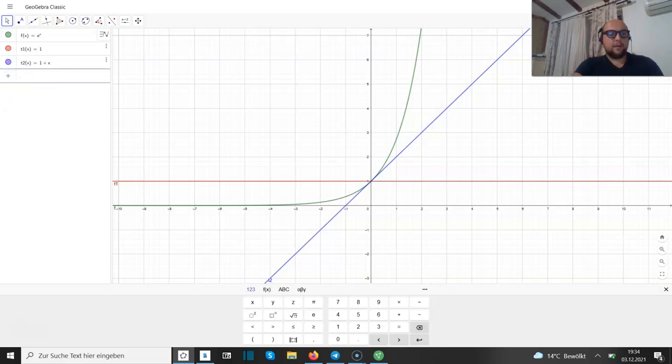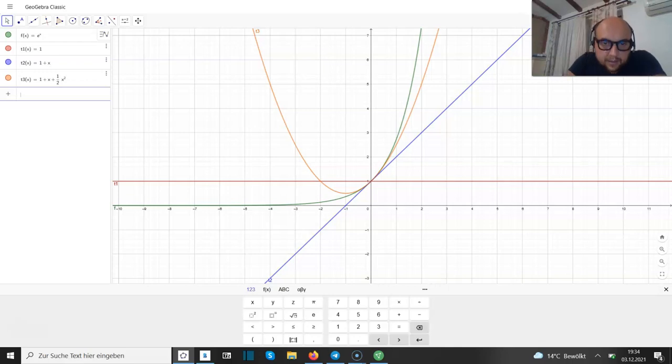What about our third expression, t3 of x? That would be 1 plus x still, but also plus a half times x squared. So this is the next one. And as you can see, we follow the green curve slightly longer and further and better. So this is the idea.